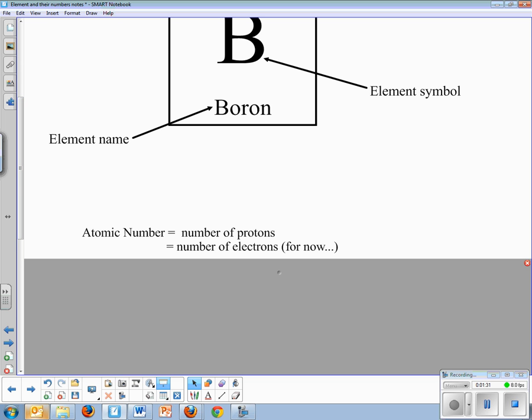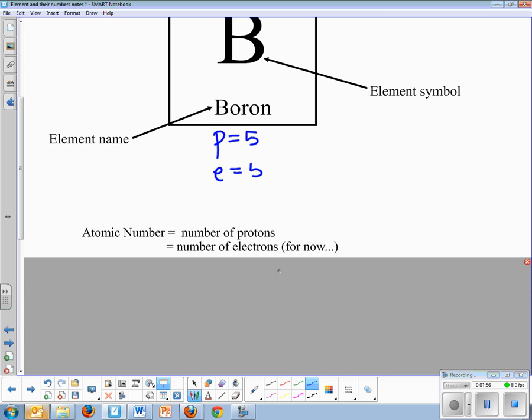Well, the atomic number, so 5 for boron, tells us how many protons and also how many electrons. At least for now, in a later video, you'll learn when that's not the case with electrons. But for now, protons and electrons are both going to be determined by the atomic number. So for boron, protons are 5 and electrons are 5. So 5 positives and 5 negatives would cancel each other out, so this would be a neutral atom.